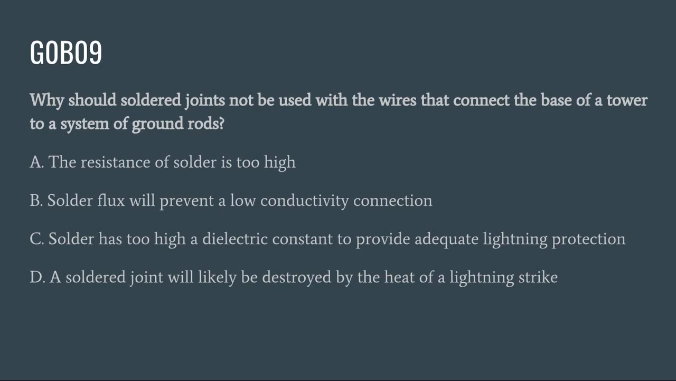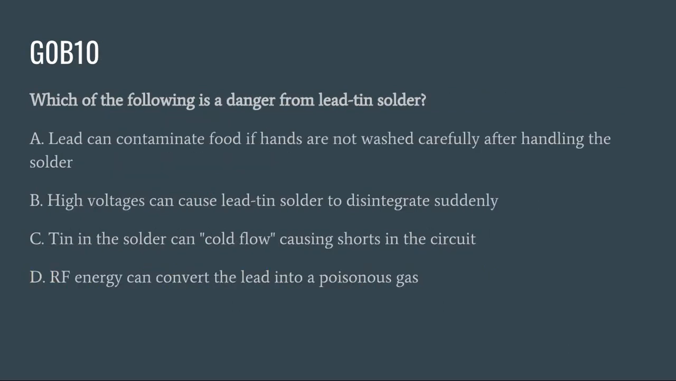G0B09. Why should soldered joints not be used with the wires that connect the base of a tower to a system of ground rods? A. The resistance of solder is too high. B. Solder flux will prevent a low conductivity connection. C. Solder has too high a dielectric constant to provide adequate lightning protection. Or D. A solder joint will likely be destroyed by the heat of a lightning strike. Best answer here, and the correct answer, is D. A solder joint will likely be destroyed by the heat of a lightning strike.